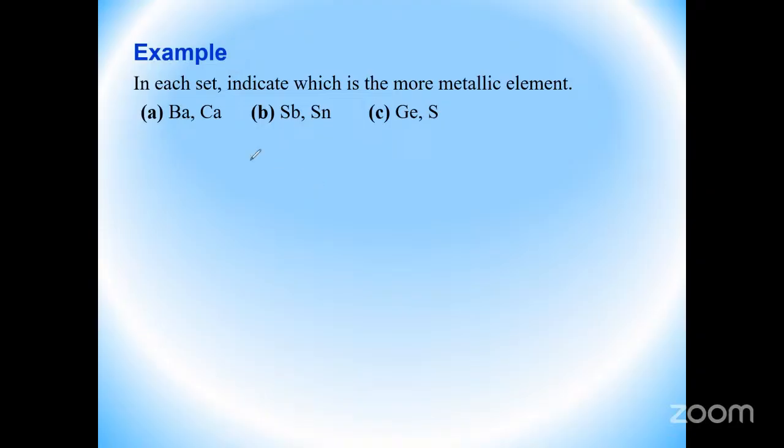So the answer would be what? So calcium would be less metallic and barium would be. Right, so barium will be more metallic. That's what they're asking for, more metallic.